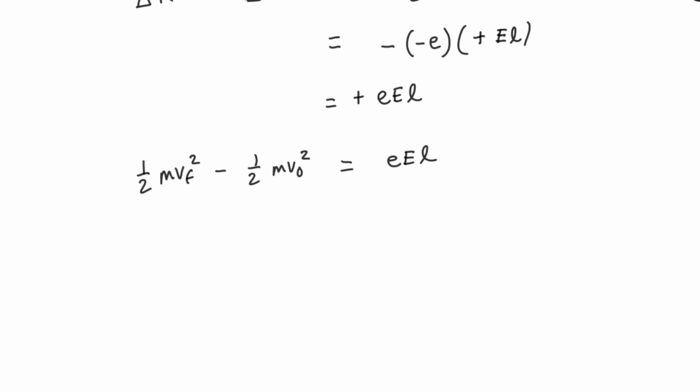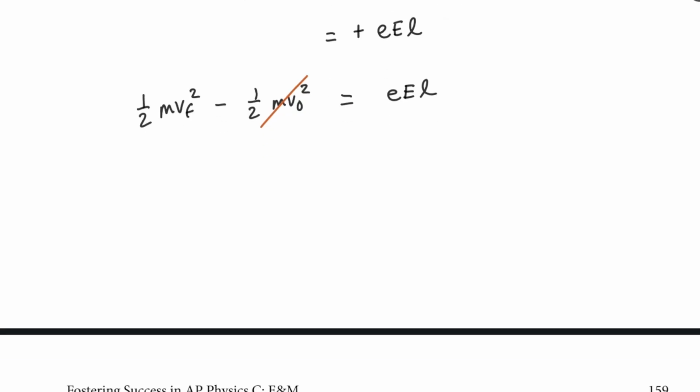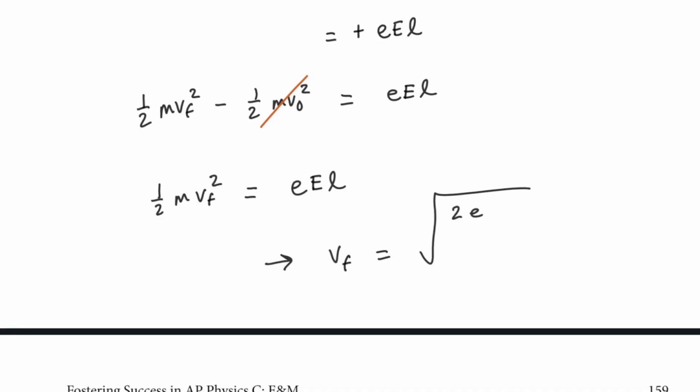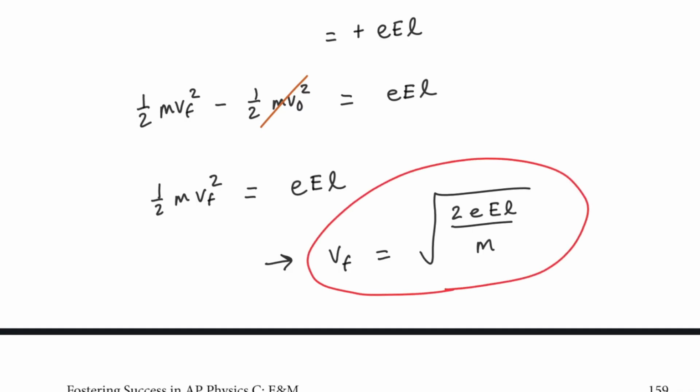But U is 0 because we have no initial launch velocity. So we just set 1/2 mv_f squared equal to E times big E times L, which gives us our final velocity of square root 2EEL divided by m. And this result should seem kind of familiar from what we did the other day with electric potential.